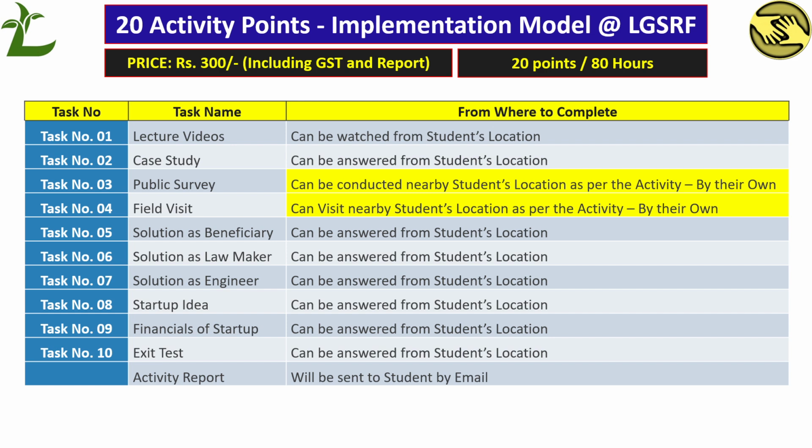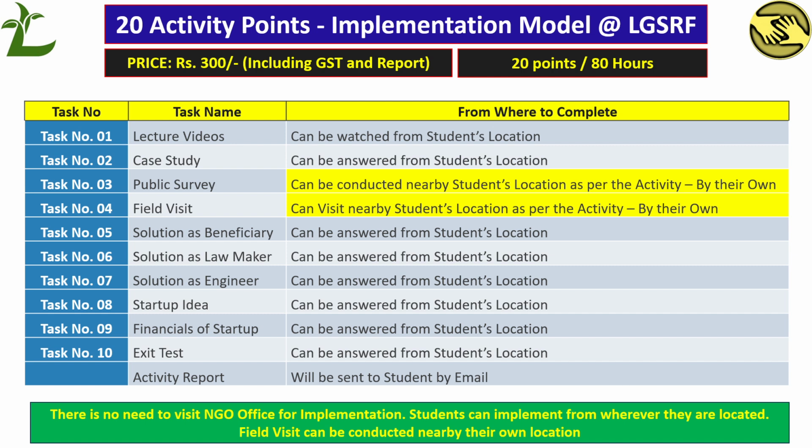Students can conduct all the 10 tasks nearby their own location. They need not travel to the outskirts or to a far distance. Theoretical answers they can submit from their own location, whereas for the field visit and the survey, they can conduct them within a 3 to 4 kilometer radius of their own location. Suppose they are staying in a hostel, PG, home or hometown, wherever they are, from that point within 3 to 4 kilometers, they need to complete this activity. They need to visit for the field visit and they can conduct the surveys.